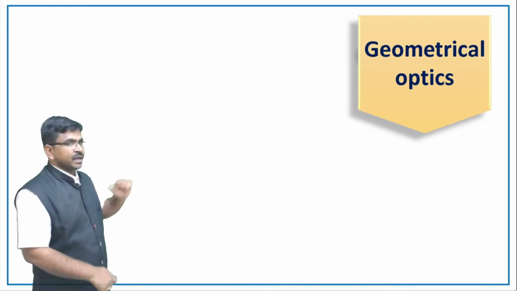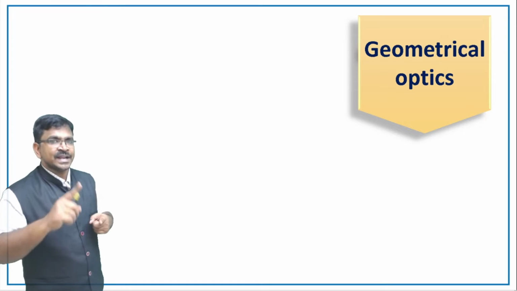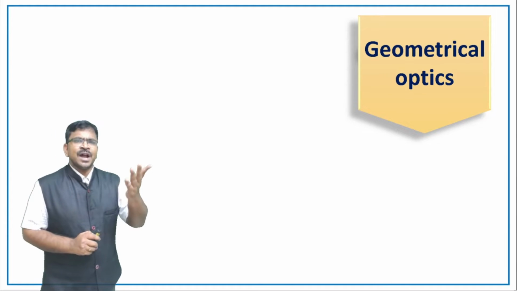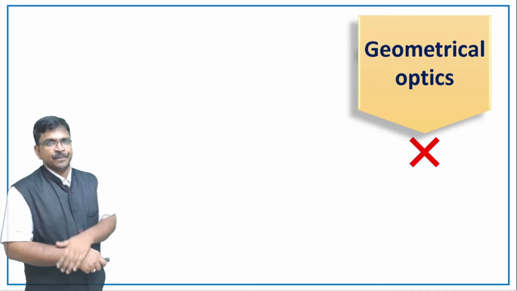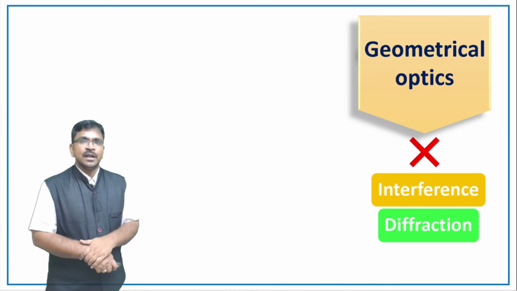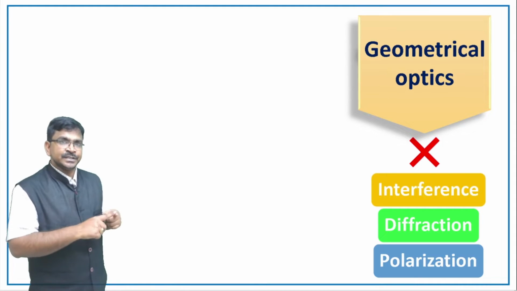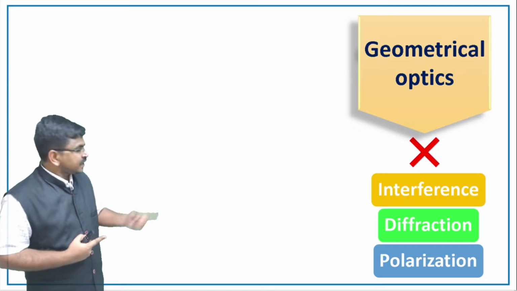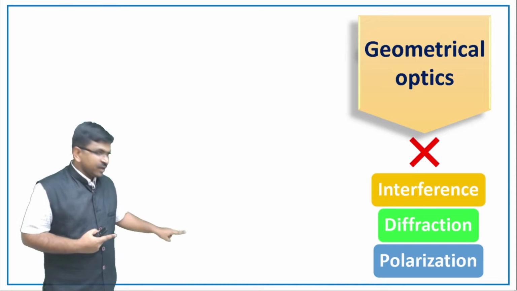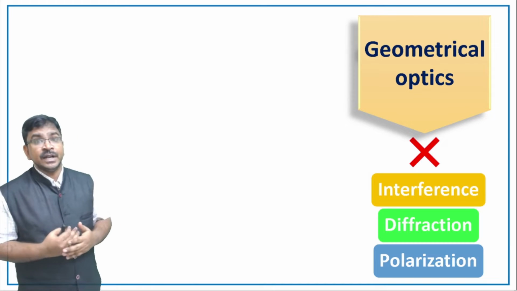But what is geometrical optics? It is the study of light by considering it as a ray. If we consider light as a ray, it cannot explain some phenomena. Which phenomena? Interference, diffraction and also polarization. Geometrical optics could not explain these three phenomena. And how can we study these three phenomena? That is a challenging task.